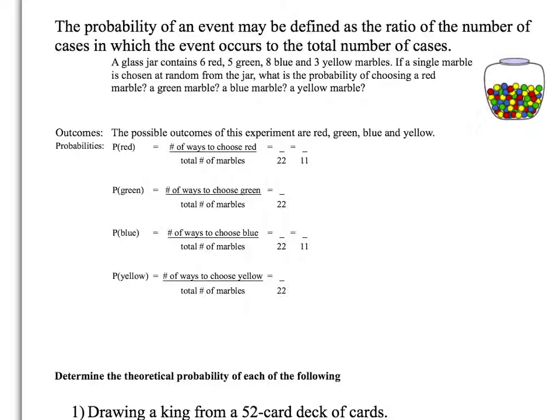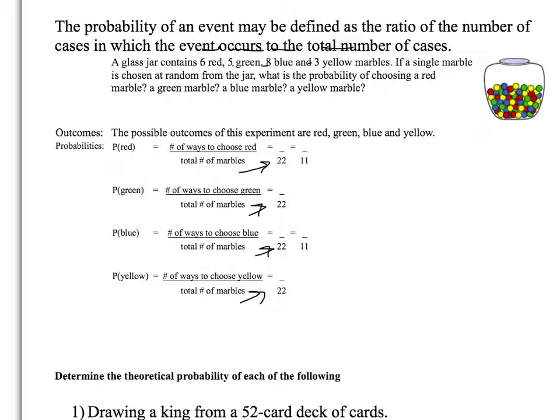Now, it says a glass jar contains 6 red, 5 green, 8 blue, and 3 yellow marbles. If a single marble is chosen at random from the jar, what's the probability of choosing a red, a green, a blue, or a yellow marble? Now, when I said the total possible outcomes, we're talking about the total number of marbles here. So 5 plus 6 is 11, plus 8 is 19, plus 3 is 22. That's why you're seeing this denominator of 22 here, here, here, and here.